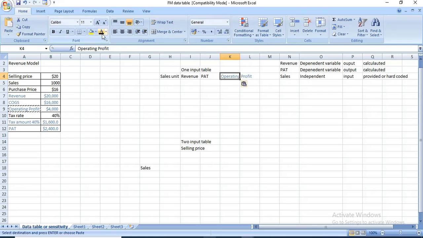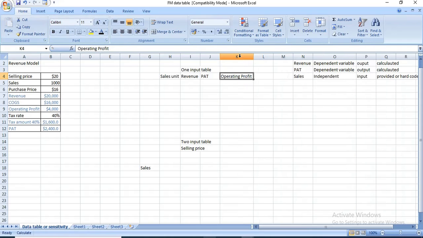Okay, so we will take three outputs and one input. Let's say your sales units are 1000 at this time, and you are expecting it will increase, let's say, to 1500. It will become 1500, 2000, or 2500. It may go down also, like maybe 900, 800, like this. Okay, so then what will be your revenue and PAT and operating profit?